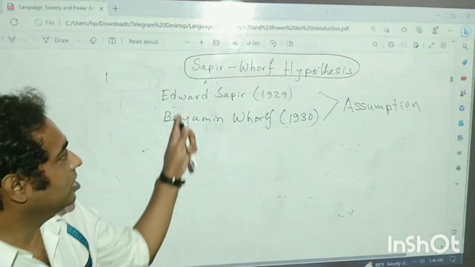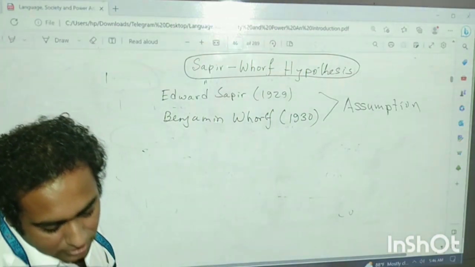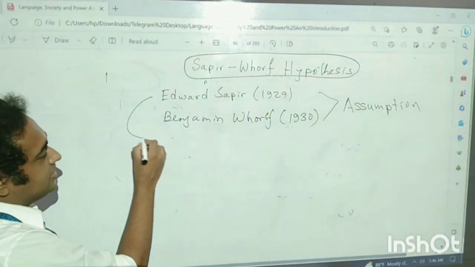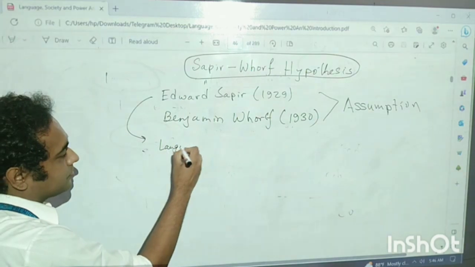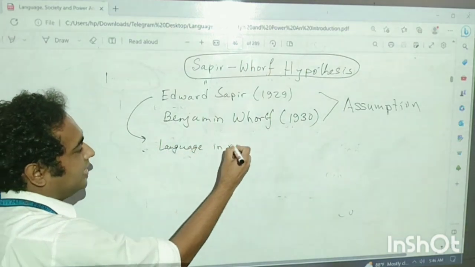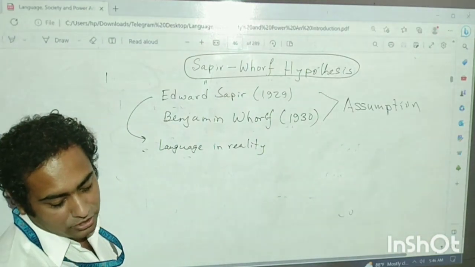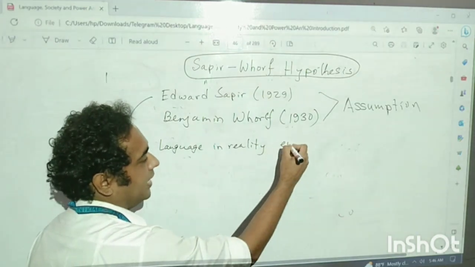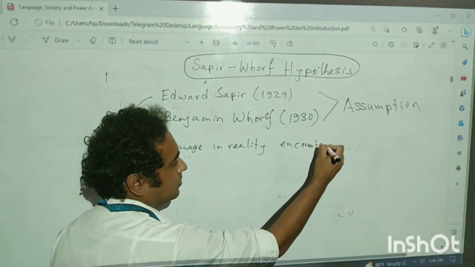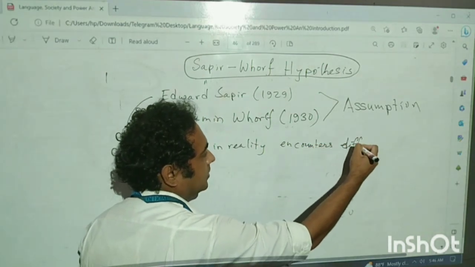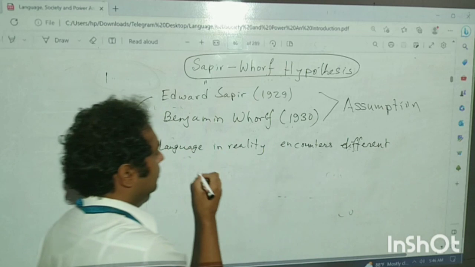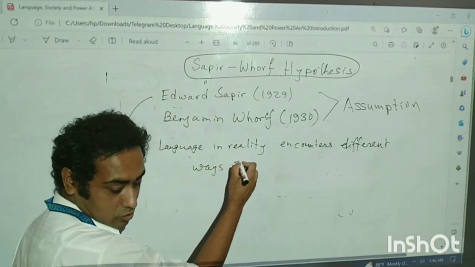Right? So what did Edward Sapir say? Please write it down. Edward Sapir said language in reality encounters different ways of the world.